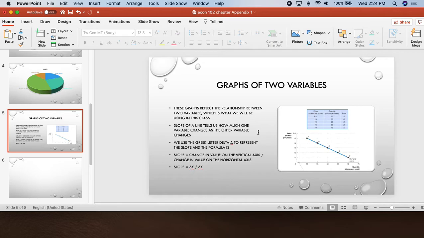So the relationship is greater because you don't like milk as much as you like regular milk. In this case, we use the Greek letter delta, which represents the slope, and the formula is the change in value of the vertical axis divided by the change in value of the horizontal axis gives us the slope. So it tells us how much change we have. So we have the slope equals change in y divided by change in x.